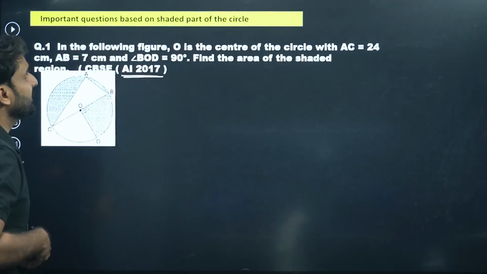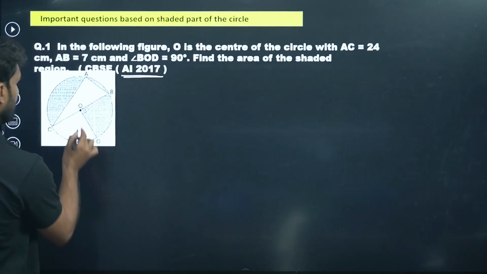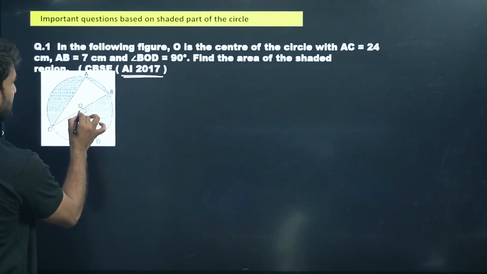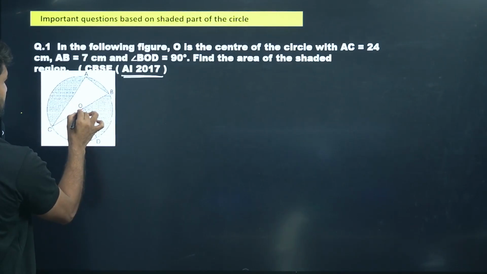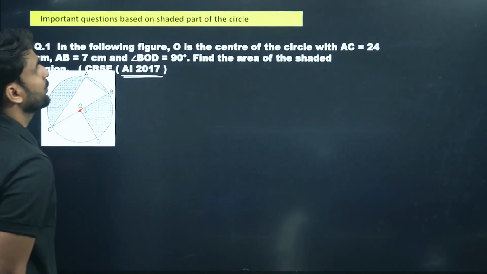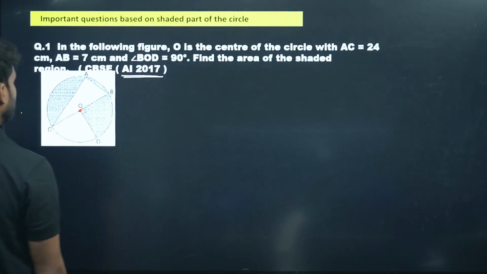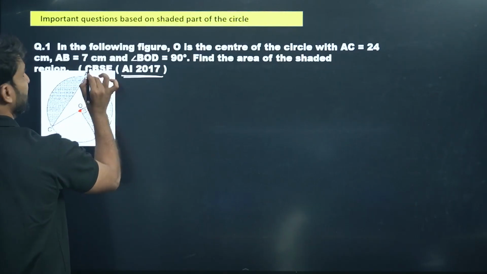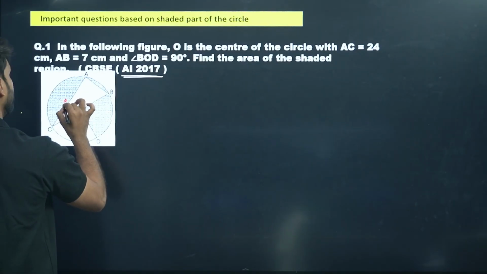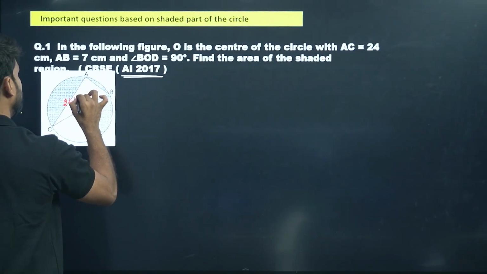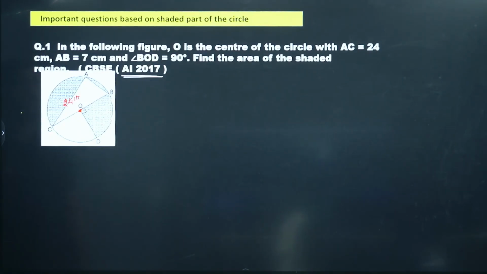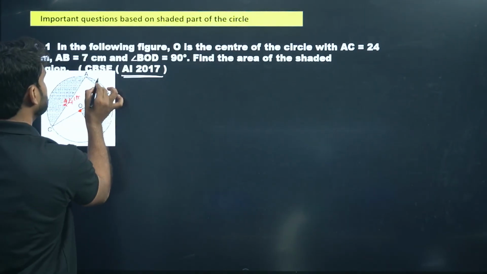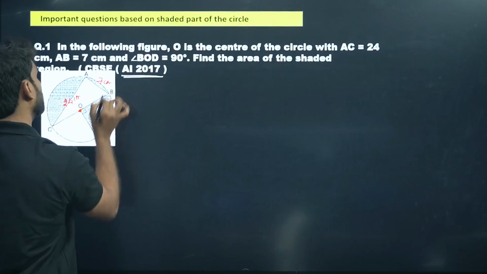In the following figure, O is the center. Very good. This O is the center of the circle. AC, where is AC? This AC is equal to 24 centimeter. I can write here 24 centimeter. Very good. And AB, this AB is 7 centimeter.